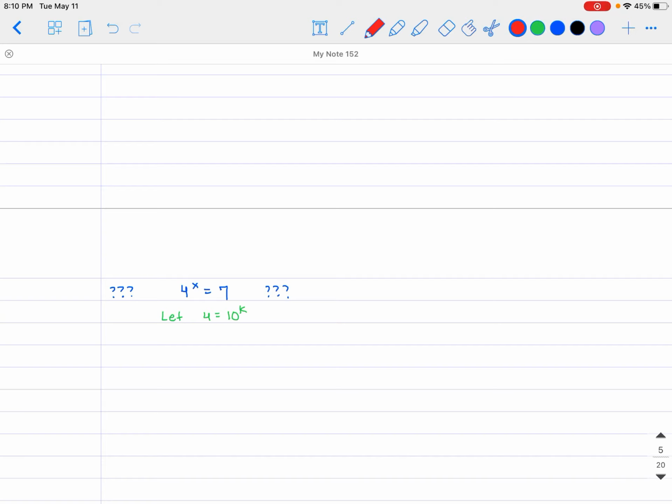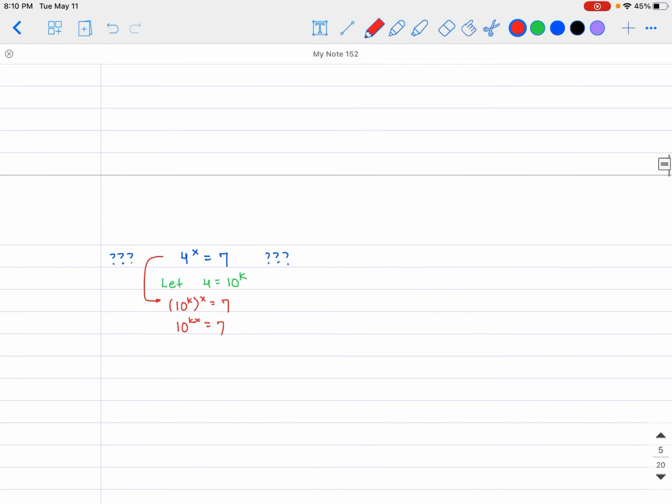If we make that substitution, we have 10 to the k power raised to the x power is equal to 7, going back to the original. And hey, there you go. Look at that. We now have a base 10 that allows us to use logarithm. So 10 raised to the kx is equal to 7, because we can multiply the exponents. And so k times x is equal to the log of 7. Therefore, x is equal to the log of 7 divided by k.